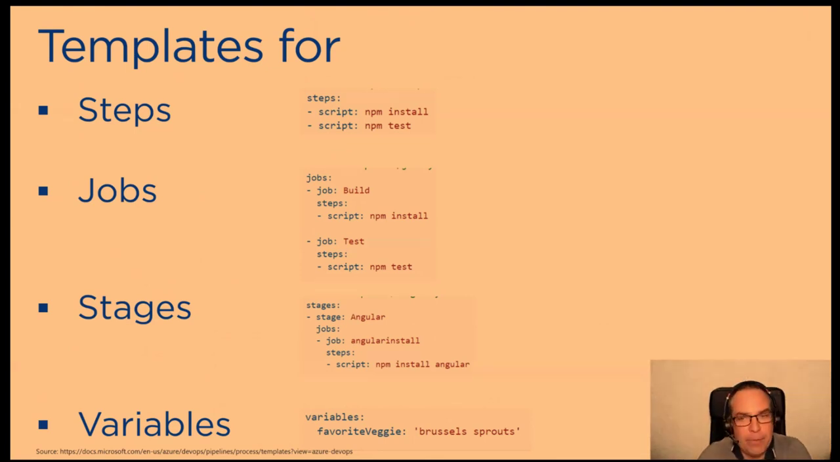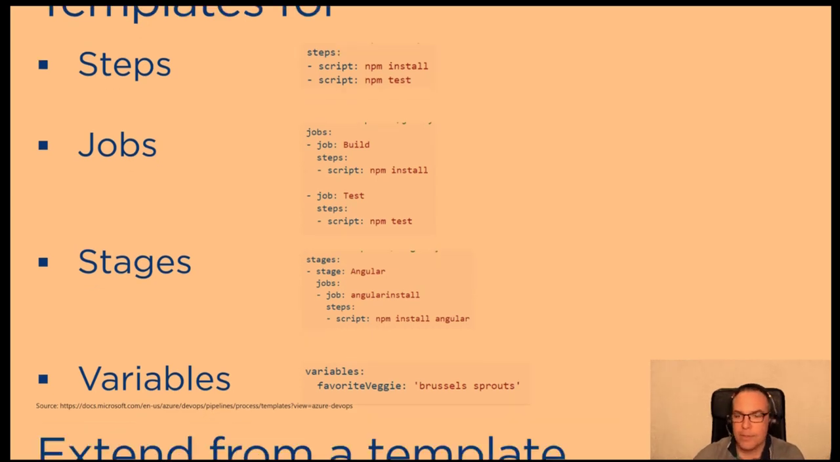I can create templates of a complete job, so the thing executing multiple tasks on an agent. I can even do templates for whole stages. So I could have a stage template and then have it reused for dev, test, and prod, for example. And I can also have variable templates. If I really have a huge bunch of variables, I can create a template for those variables and then just reference them in my pipeline.